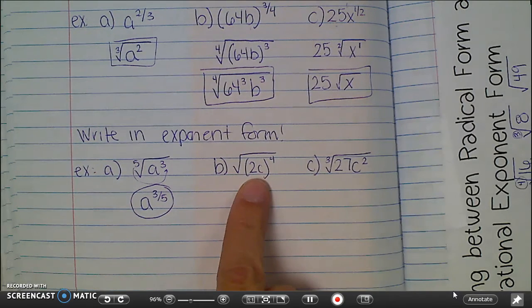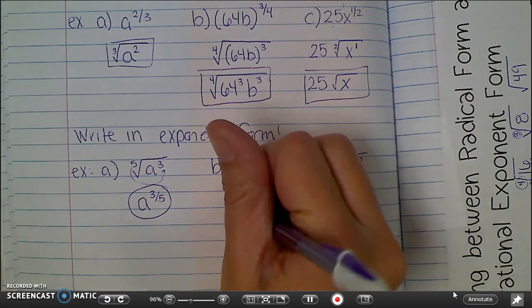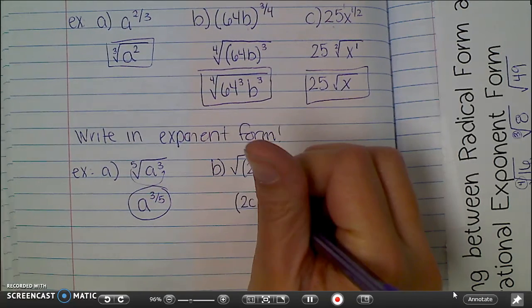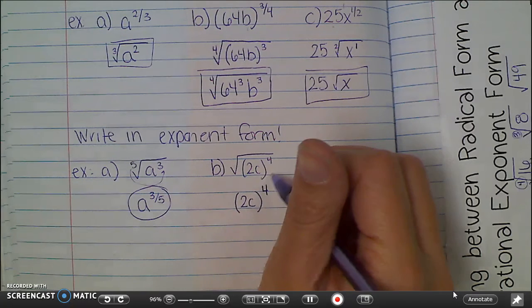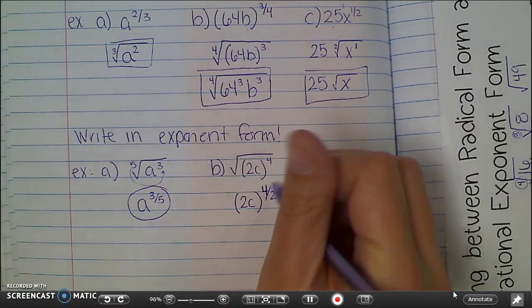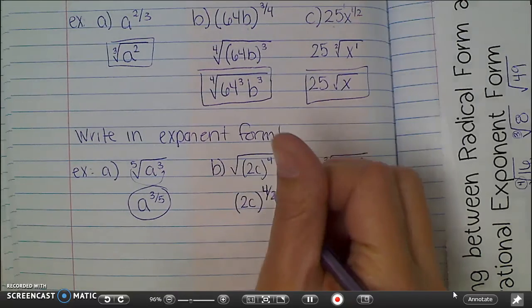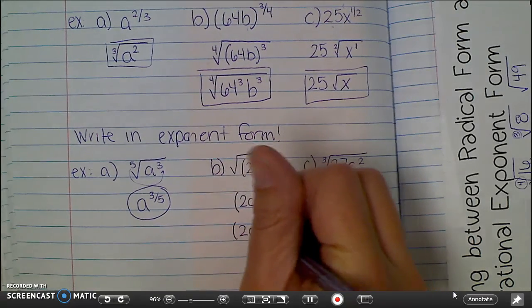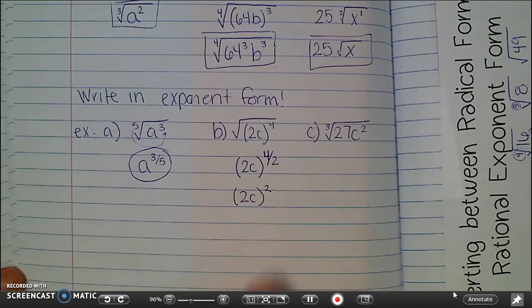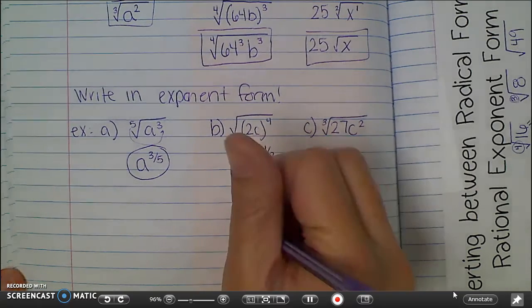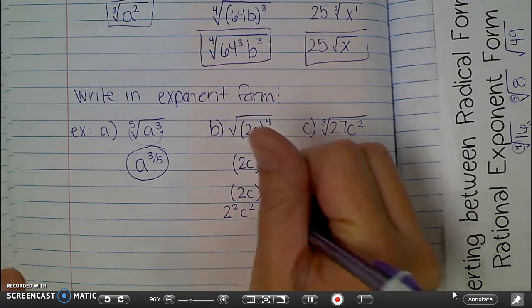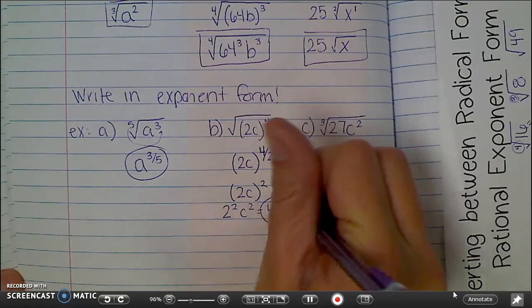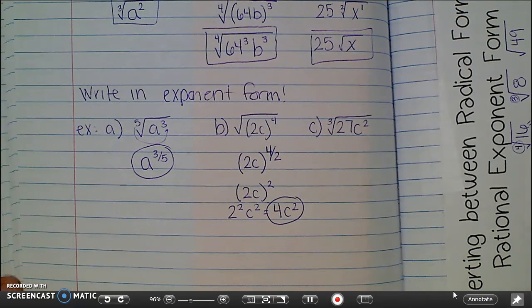Next one, both of these numbers are to the 4th power, so when I rewrite this, I should rewrite it 2c, still in parentheses, to the 4th power, because there is no index, it's 2, so 2 goes under. Now that is something that I can simplify, because 4 over 2 is just 2. And then, because I have parentheses, I should probably distribute. So this is going to be 2 squared c squared, which I can also simplify to 4c squared. So that one required a little bit more work.